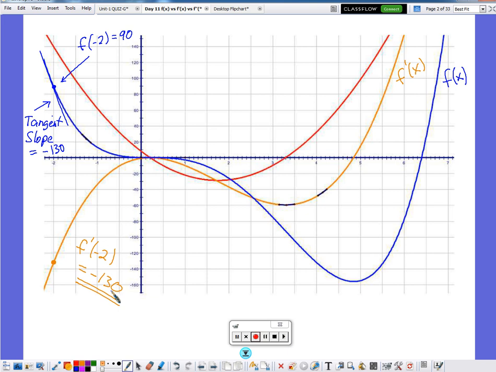There's a bunch of dots also on the orange function, but the orange dots have two meanings. They're just the xy coordinate of the orange function, f prime, but they're also telling you that at this x up here on f, the tangent slope will be negative 1/3.